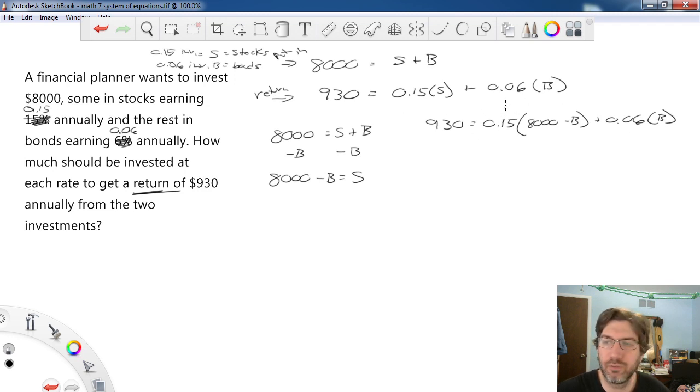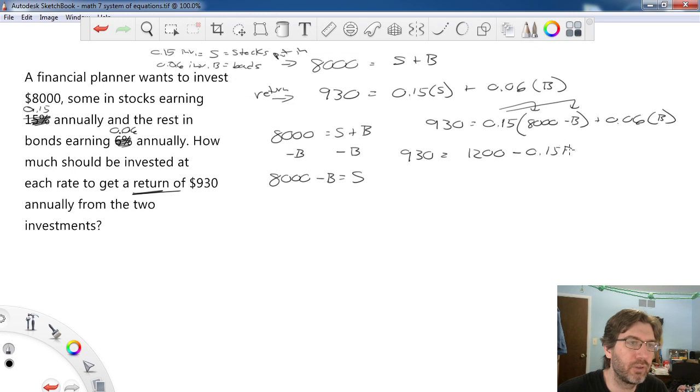Okay, and we're going to distribute. So go ahead and do that. We get 930 still on this side. 15% of 8,000, or 8,000 times 0.15 gives us 1,200 minus 0.15b, because 0.15 times b is 0.15b, plus 0.06b. Right? Now don't let your decimals confuse you.